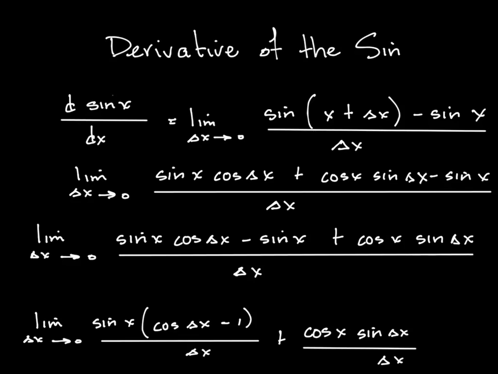So we're going to use that to apply two limits that we previously discovered. That was the limit of the cosine of delta x minus 1 over delta x as delta x approaches 0 equals 0. And the limit as delta x approaches 0 of the sine delta x over delta x equals 1. So the first term there will cancel altogether and equal 0. And when we take the limit as delta x approaches 0, we get simply the cosine of x.